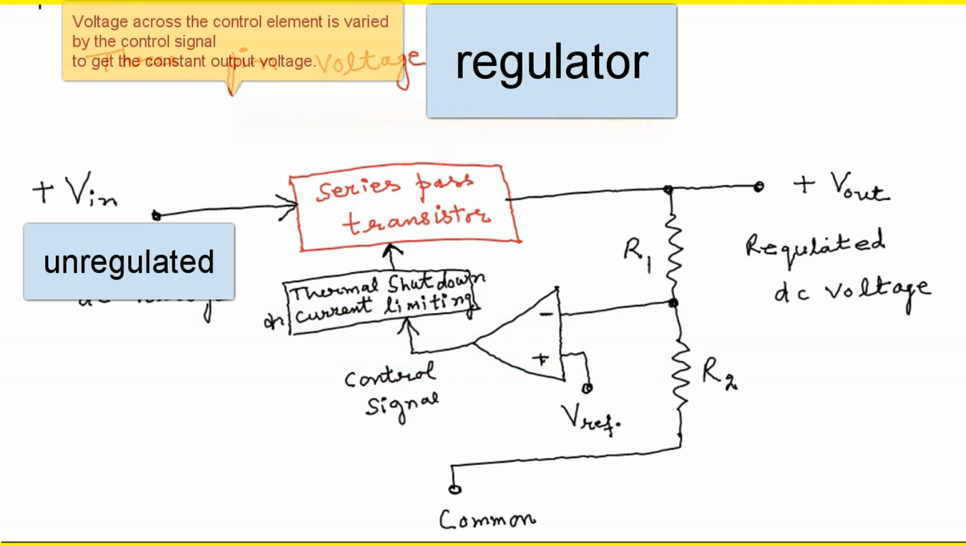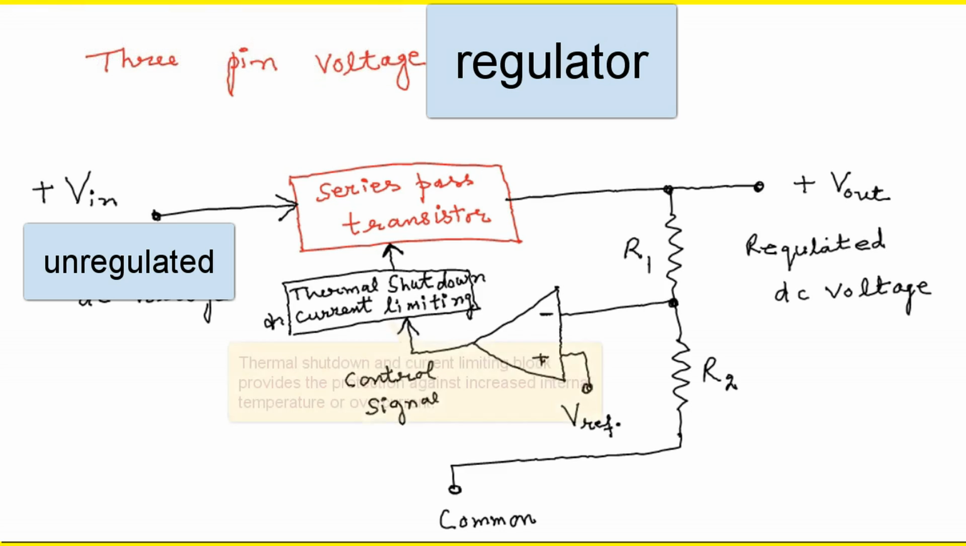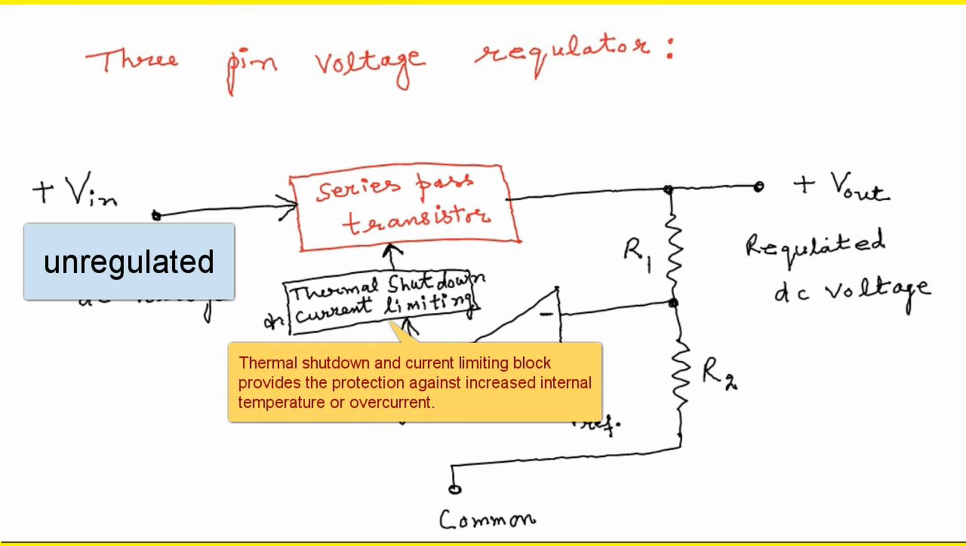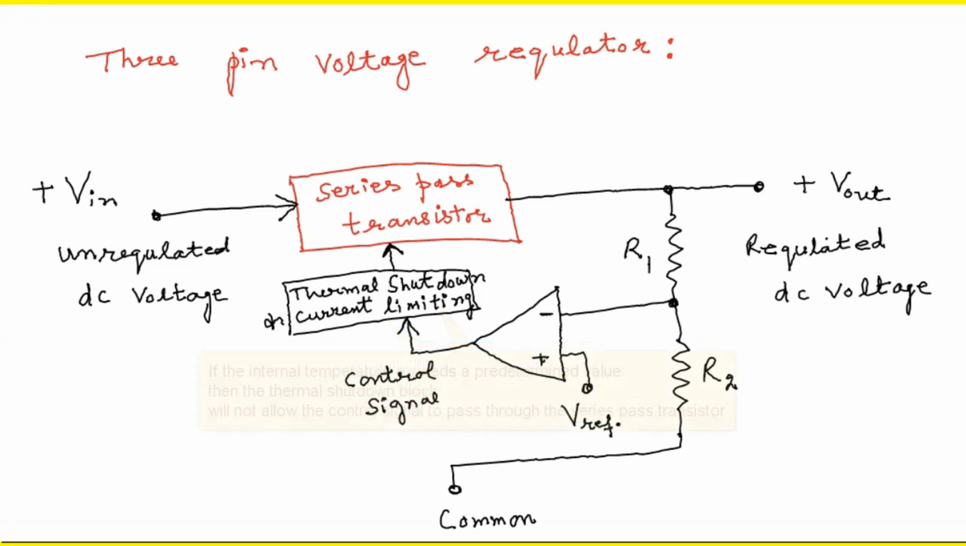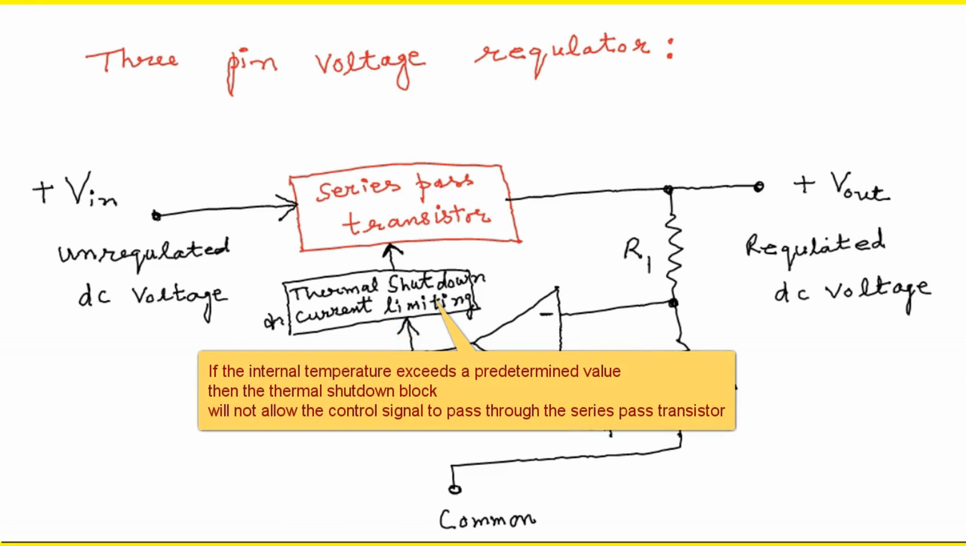That control signal, after passing through the current limiting circuit, is given to the series pass transistor. The series pass transistor acts as a control element, and the voltage over the transistor is adjusted so as to keep the output voltage constant. The thermal shutdown and current limiting block provides protection against increased internal temperature of the circuit.